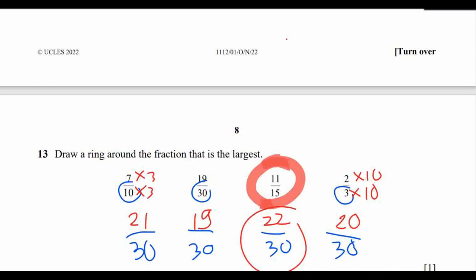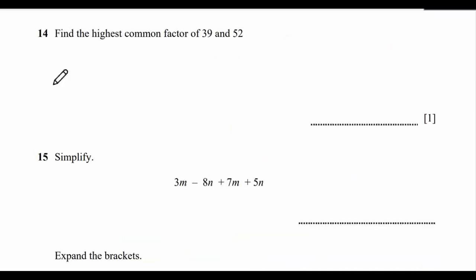Now let's move on to another question, which is question 14. Question 14 says find the highest common factors of 39 and 52.